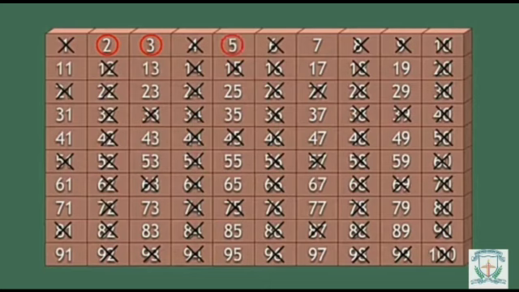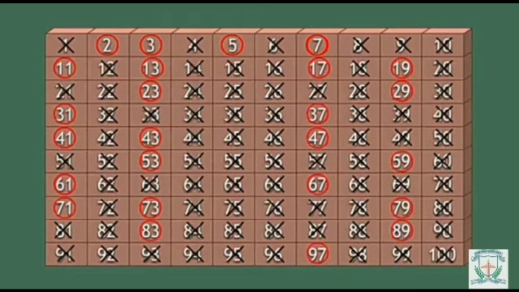5 is also a prime number, encircle 5. Cross out the multiples of 5 as these are composite numbers. 7 is also a prime number, so encircle 7. Cross out the multiples of 7 as these are composite numbers. Now encircle each one of the remaining numbers. All the encircled numbers are the prime numbers. There are 25 prime numbers between 1 and 100.